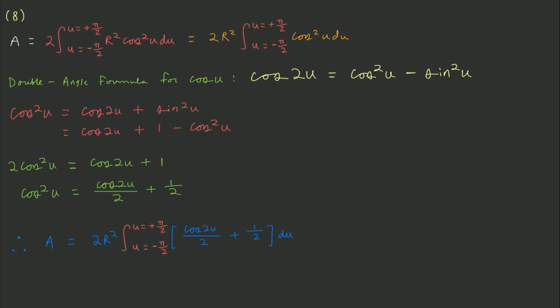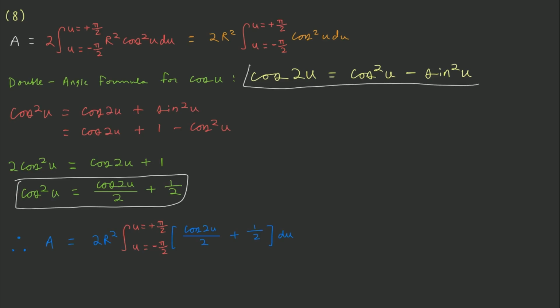So again, this quantity right here just comes from combining your double angle formula, cosine of 2u equals cosine squared of u minus sine squared of u, with your standard trigonometric identity, which is sine squared of u plus cosine squared of u equals 1. Combining those two results gives you this expression for cosine squared of u. And what we can just do is plug this expression in right here, and now we have the integral of cosine of 2u over 2 plus 1/2. So that's the integrand now instead of cosine squared of u.